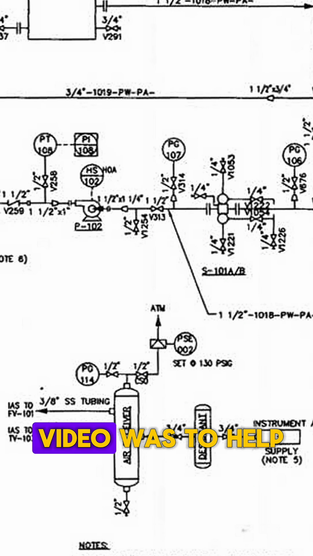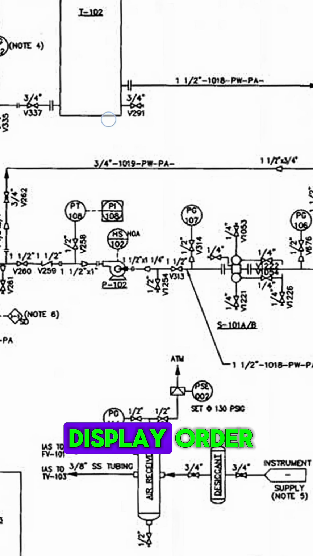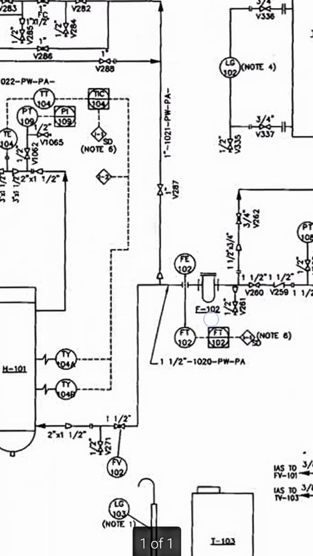The goal of this video was to help you understand that P&IDs accurately display order. They do not accurately display turns or distance.